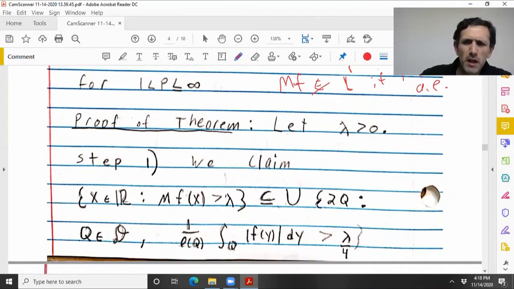Okay. And so I claim that this is a subset of the union of 2Q, and I'll mention what that is in a second, where we're taking the union over all dyadic intervals Q where the average of the absolute value of f over Q is bigger than lambda over 4. So what does 2Q mean?